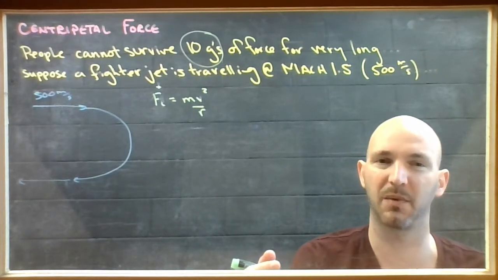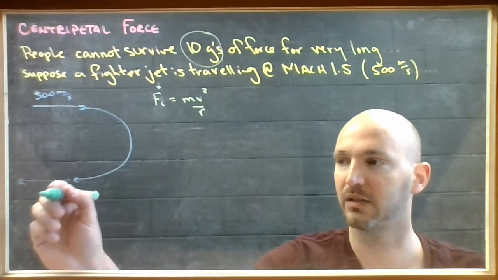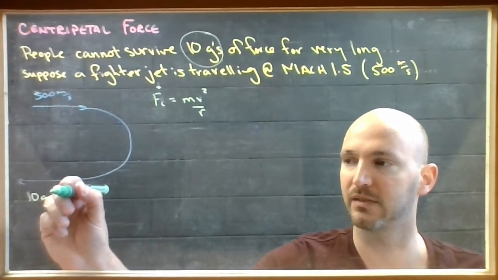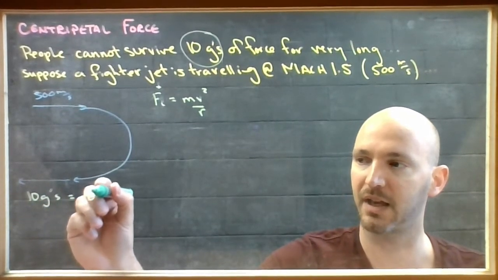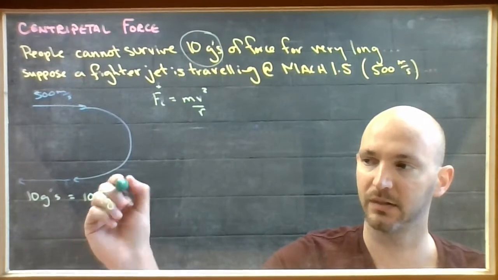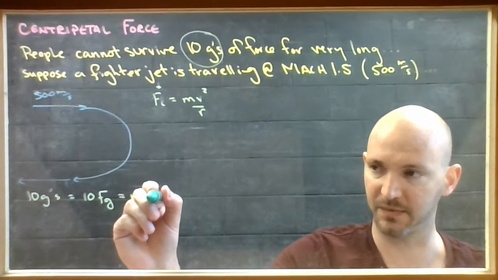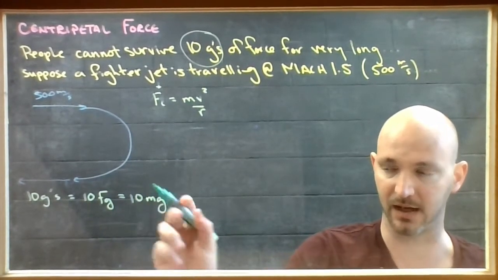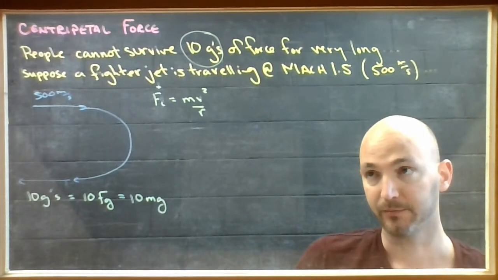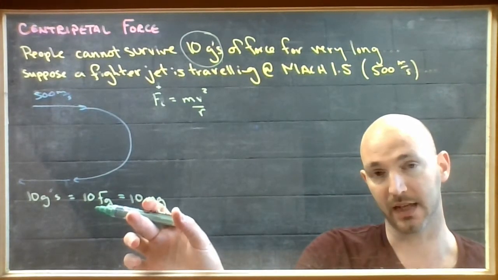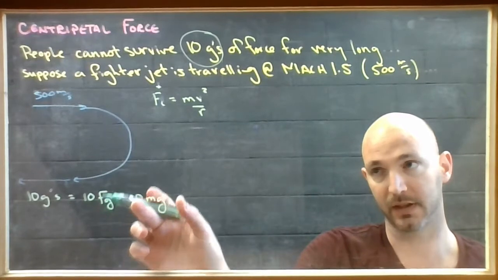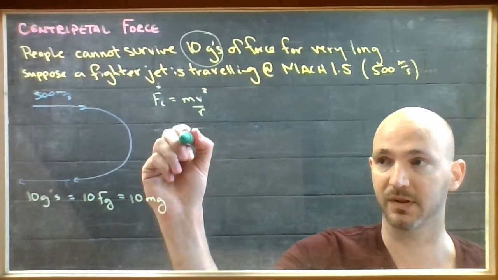So I have to think about what 10 g's would be. 10 g's is 10 times the force of gravity, which would be 10 times the mass of the pilot times 9.8. So I'm going to take that there, and I'm going to drop it in for my centripetal force.